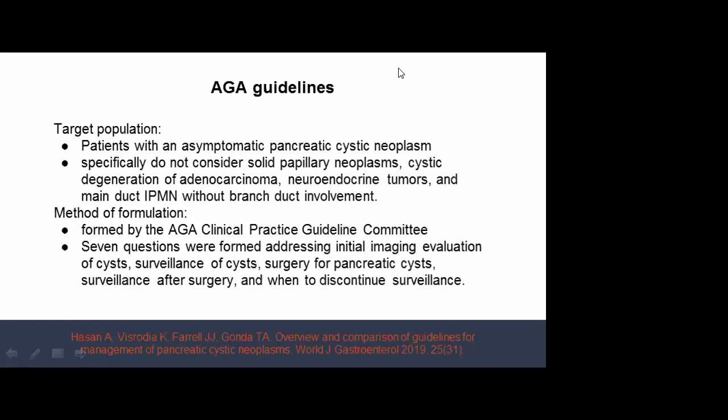The method of formulation is that it was formed by the American Gastroenterological Association Clinical Practice Guideline Committee, and they framed 7 questions on the lines of the PICO pattern, and they have given a grading of the evidence to answer these 7 questions. The questions addressed the initial imaging evaluation of the cyst, the surveillance protocol for the cyst, what should be the surgery, what should be the surveillance after the surgery, and when to discontinue the surveillance.